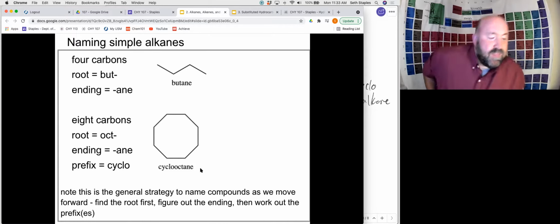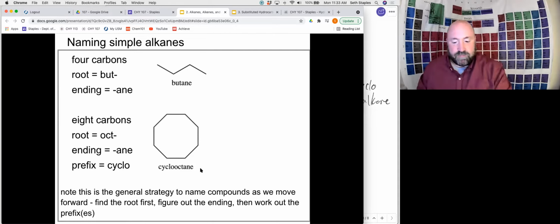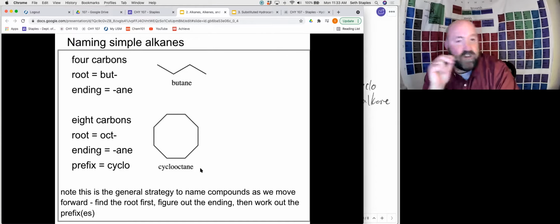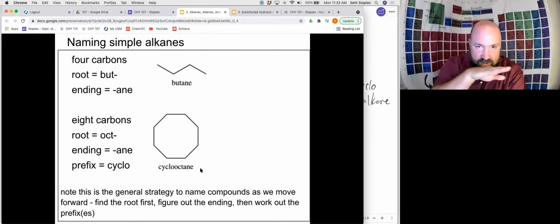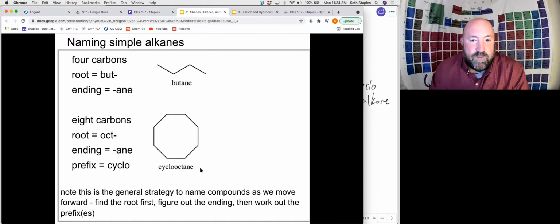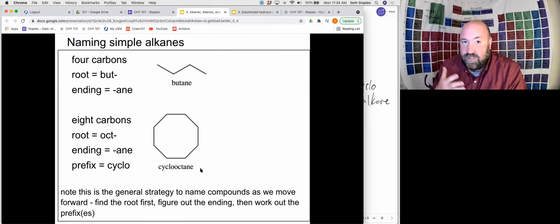Now you'll note that especially in this last example, I didn't just start with the prefix and then go to the root and then go to the ending. I didn't just go straight across. I started with finding the root. Then I figured out the ending, and then I worked out what the prefix would have to be. This is going to be our general strategy to name compounds as we move forward. And again, we're going to be focusing on a lot of different naming conventions in the next few lectures. And so that's the general strategy that you do want to keep in mind.